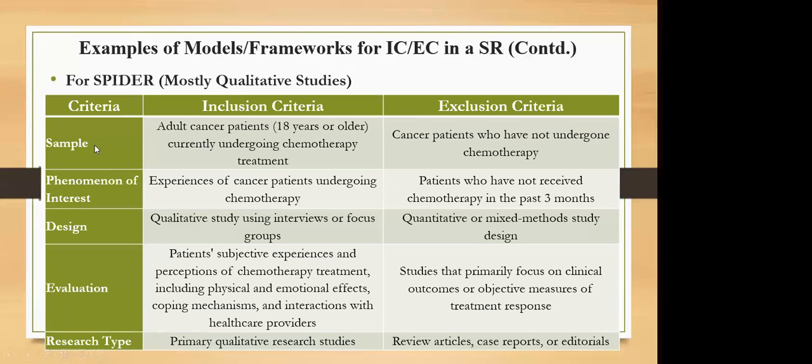Now, what is our sample? Our sample can also be known as our population or our participants. So when a research question is being given to you, you need to clearly outline what your sample is, particularly for any systematic review. Okay, so our sample here are what?